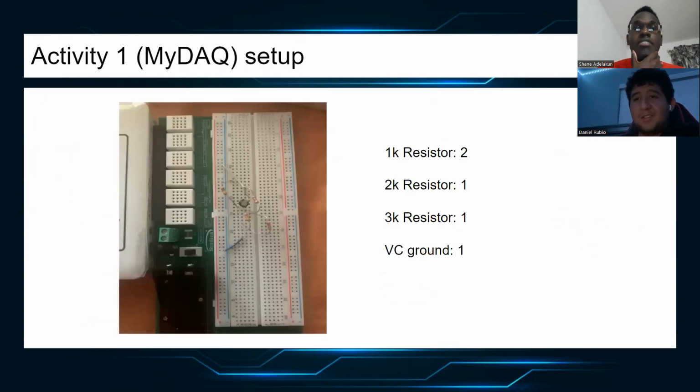This is the Multisim setup for activity 1. I'm not sure if you can really see it clearly, but like in the calculation, we had 1K resistors, two of them. We had one resistor for 2K, one resistor for 3K, and we had a VCC and ground that helped the voltage move around the circuit.